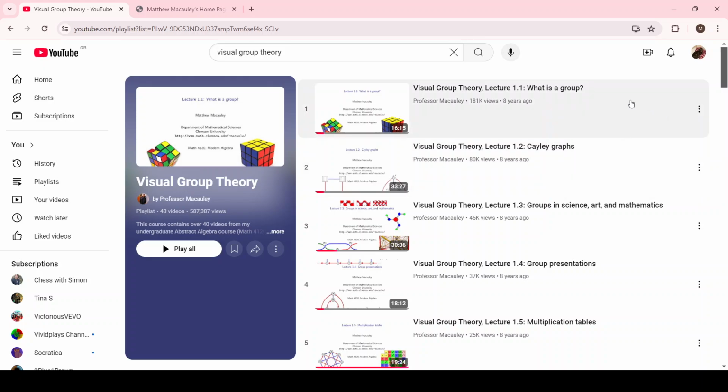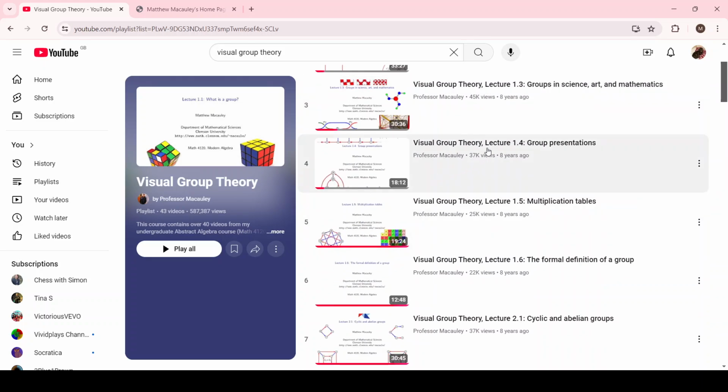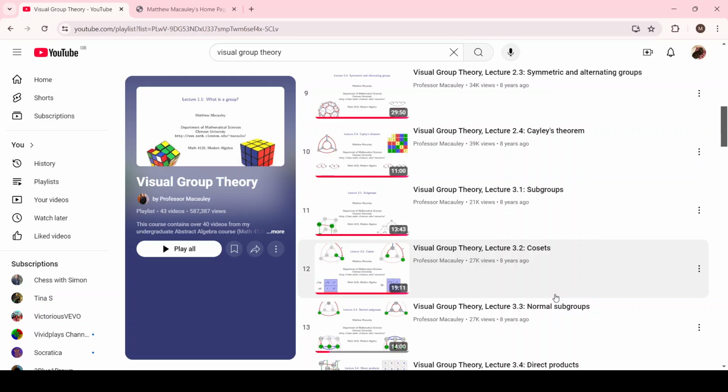The basic flow is that he starts with an interesting example of a group, which is the Rubik's Cube, and then goes on to Cayley graphs, which are a sort of visual presentation of groups, which is linked to this kind of unique aspect of this course, which is to emphasize the visual aspects of group theory. Cayley graphs are really useful, not essential, but they really help us understand. We look at groups in science, arts, and mathematics, and only when we get to 1.6 do we formally define a group, because before then we've got a general understanding of it.